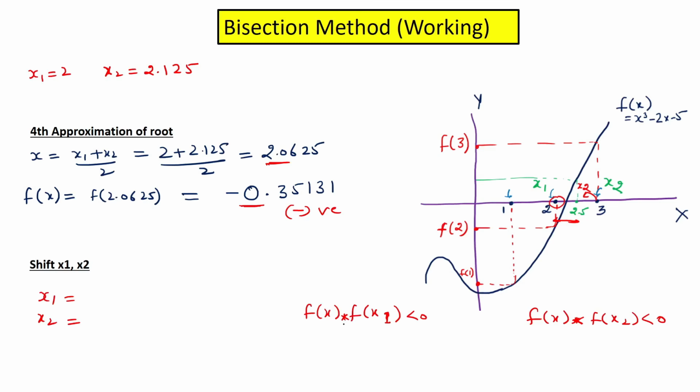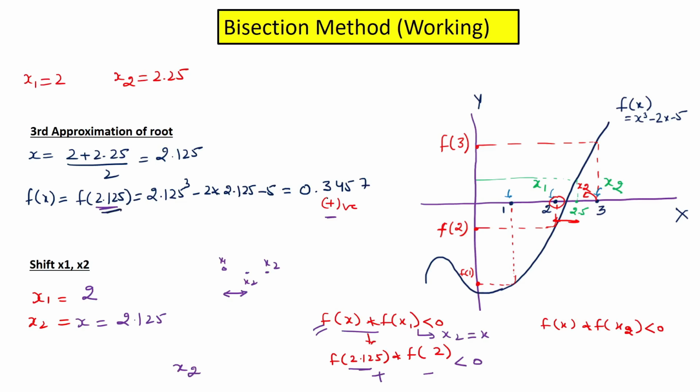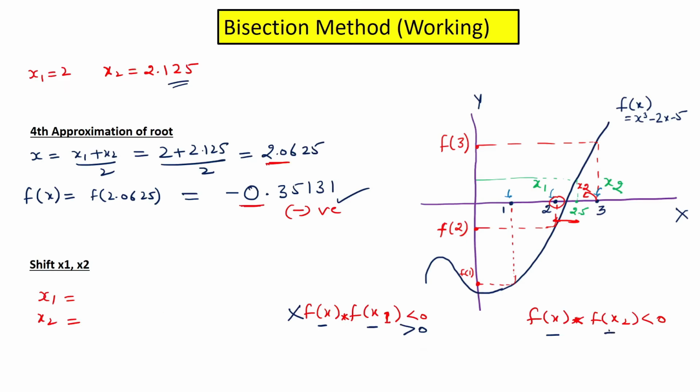So now I have to change x1 or x2. For that, let's check these values, and f of x is a negative value and f of x1, that is f of 2, it was again a negative value. So multiplying two negative values will give me a greater than 0 value. That means this condition is wrong. But if I check this condition, it will be true because this f of x is a negative value, and f of x2, that means f of 2.125, if you check it, it was a positive value. So multiplying two opposite sign values, I will get a lesser than 0 value.